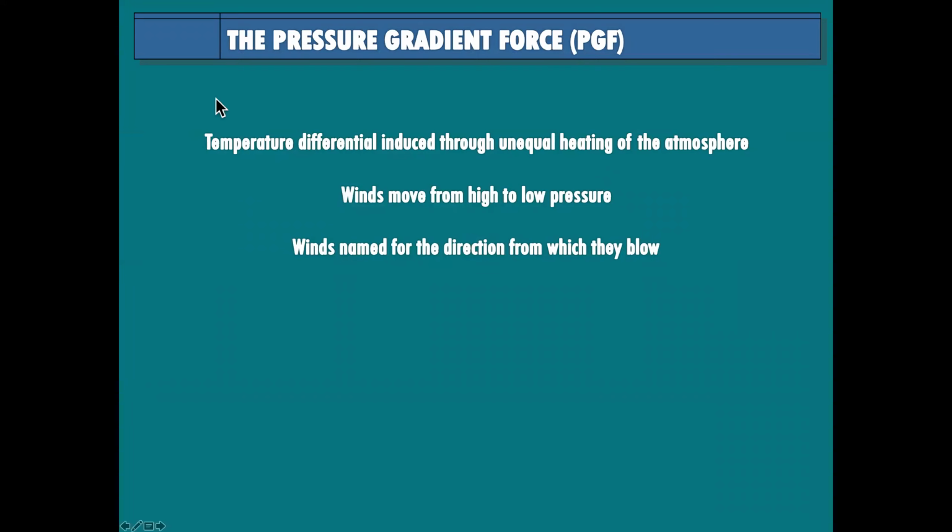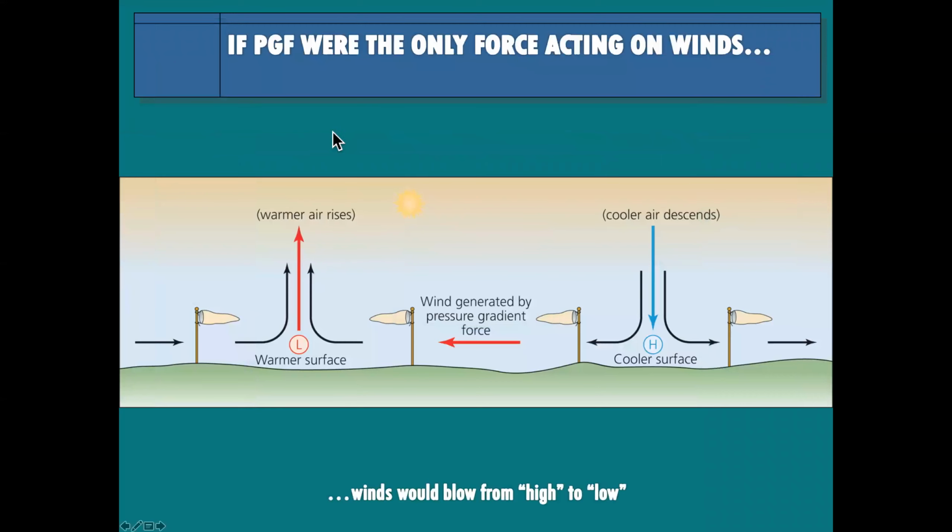And again, that is created initially by a differential in temperature through unequal heating. Winds will move from high to low pressure. So here's an example. If pressure gradient were the only force acting on wind, you would simply have air descending and heading towards low pressure where it would rise. Obviously, that's not the way it happens in the real world.